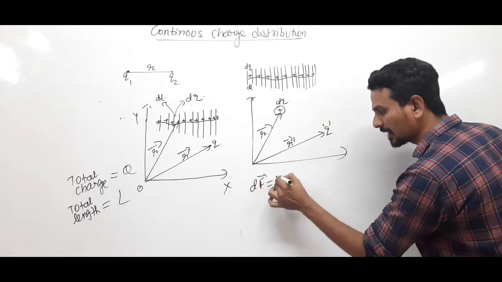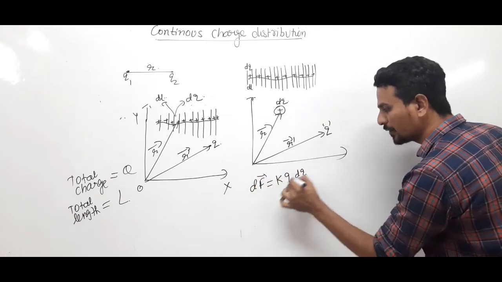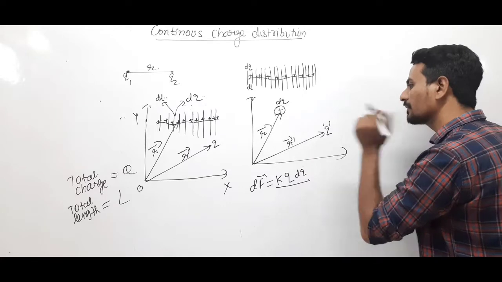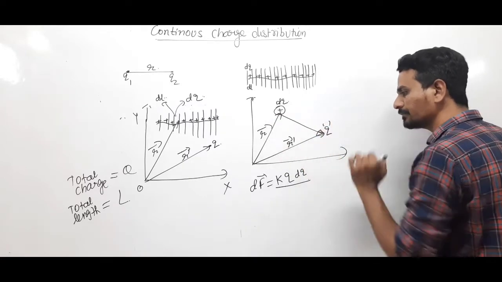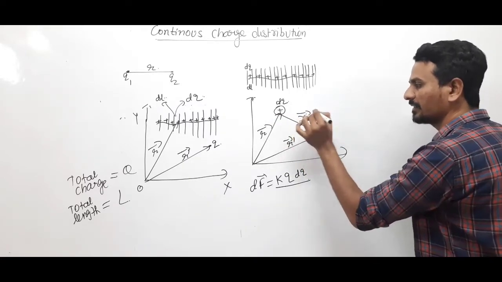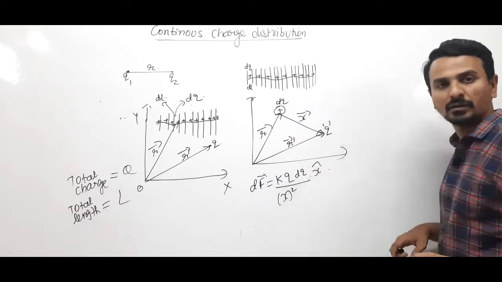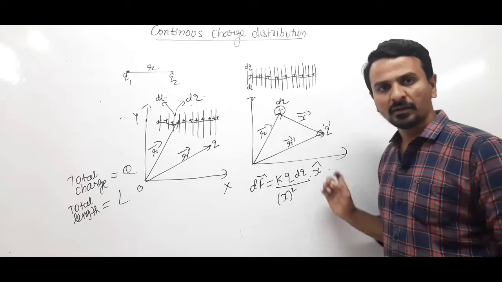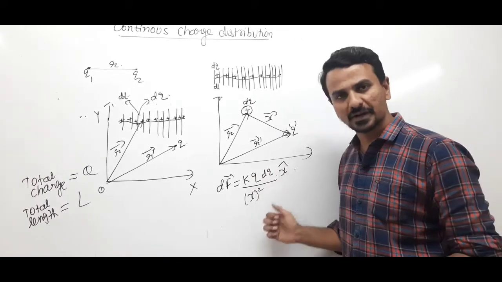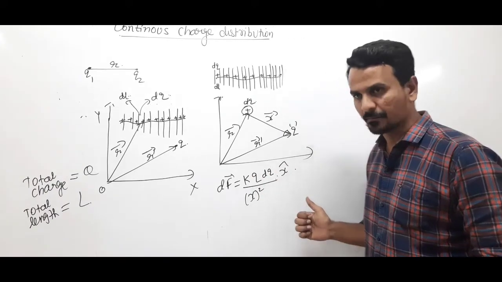dF is equal to k q dq upon, let us say this has x, so it will be x square into x caret. I have used this formula from Coulomb's law, k q into by r square into r caret. This is to show the direction.